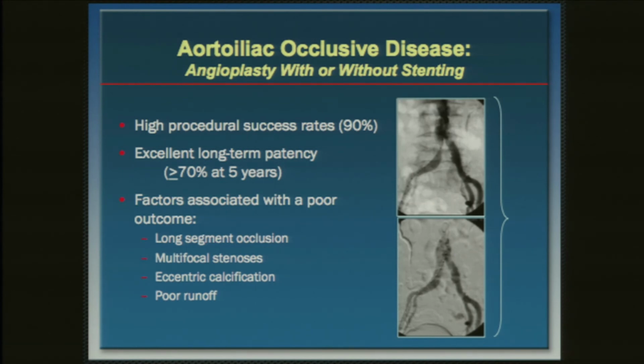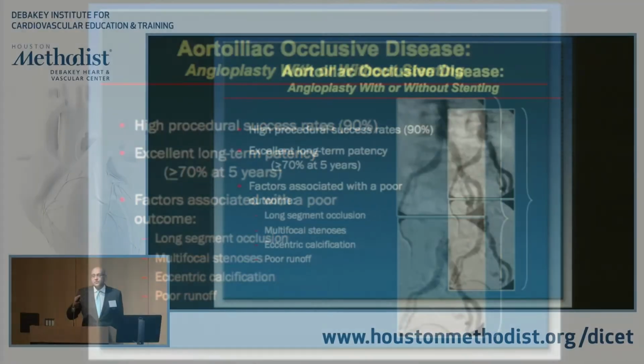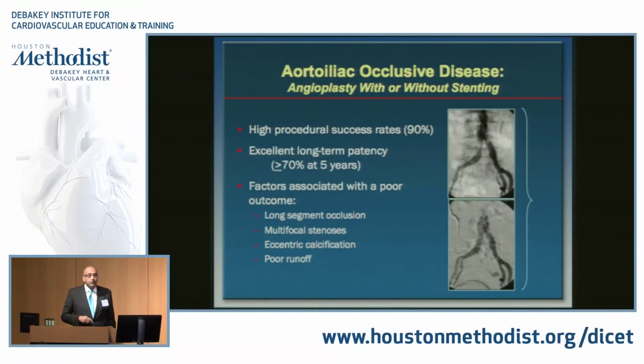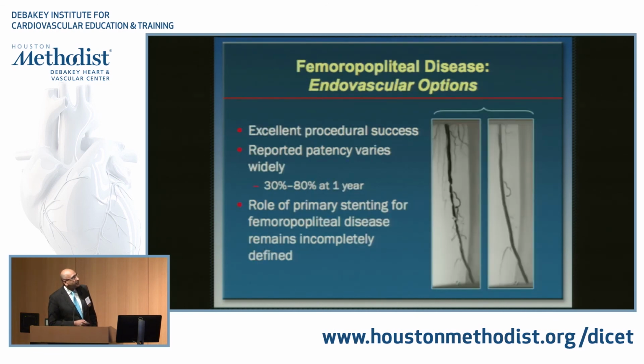So for aortoiliac, I'm going to just go over from the abdomen down all the way to the toes. Bottom line is, remember that the outcomes of whatever intervention, endovascular, stent, or surgery, are better when you're higher up. The lower you go, the worse the outcomes. So there are high procedural success rates in the aortoiliac disease, excellent long-term patency, but as you can imagine, poor outcomes if you have very long occlusion, multiple stenosis, and poor runoff. For the femoral, excellent procedural success, very easy to do. Patency varies, but primary stenting also remains incompletely defined.